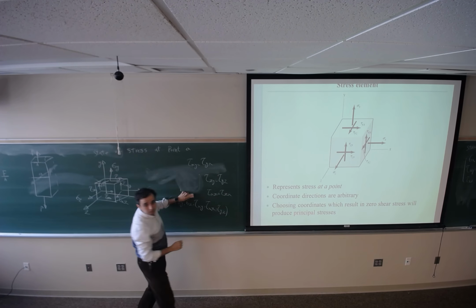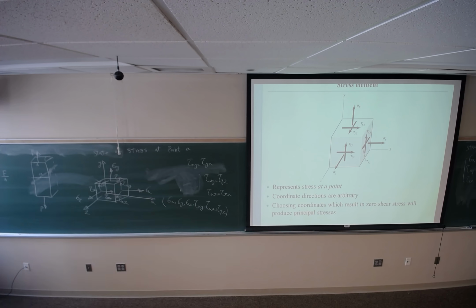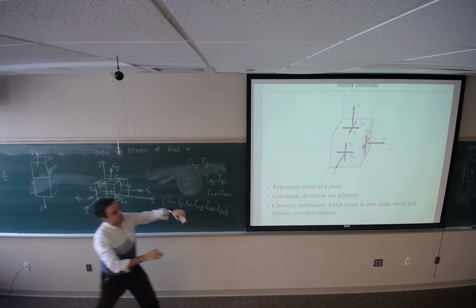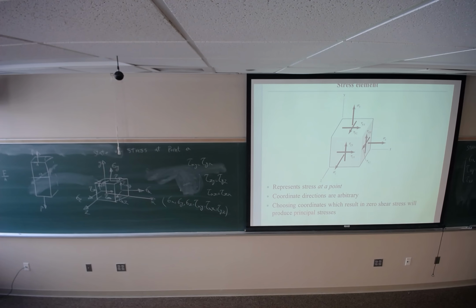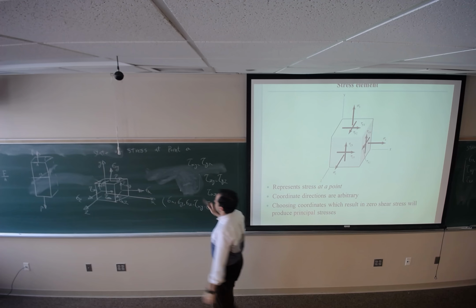Any questions so far? How many terms do we have here? Six terms. Sigma x, sigma y, sigma z, that's 3. These two are the same, 4. These two are the same, 5. And these two would be the 6, which are here.